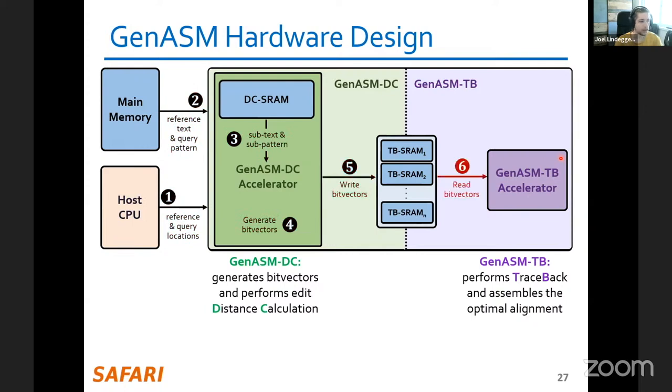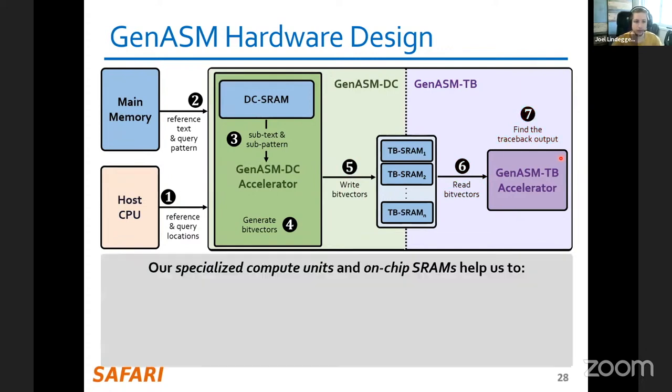But as you can see, we start on the left essentially, and we give it query locations. We extract part of the reference and read strings from memory, send it to on-chip memory, do computation over there, write the table that we computed to more on-chip memory, read it again, do traceback, and we're done. So it's a nice flow diagram.